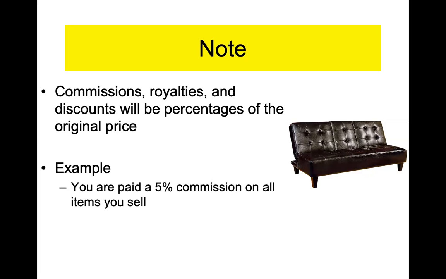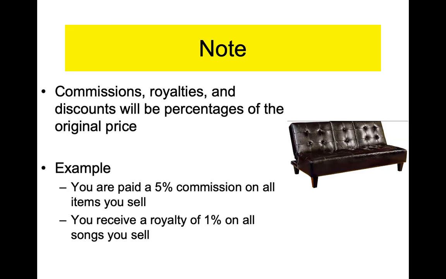Clearly, couches don't cost $100. They usually cost hundreds of dollars. So therefore, they make much more than $5. And by the way, they sell every day. So it's not like, okay, they make $20 off of this, but that accumulates because they sell multiple things a day. Example of a royalty, you get 1% on all the songs you sell. 1%. So, for instance, if it costs, I don't know, $3 to get the song, they made 9 cents.